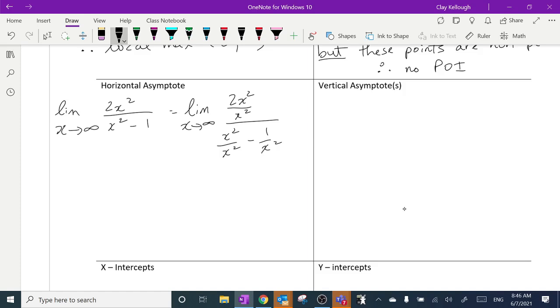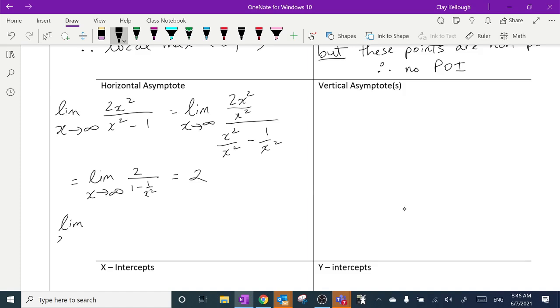And here's where you now have to consider direction. All right, those x squareds cancel. So you're going to get 2 over 1 minus 1 over x squared, right? Now, if x is heading to infinity, that's 1 minus something infinitely small. So that's going to be just 2 over 1, which is 2.